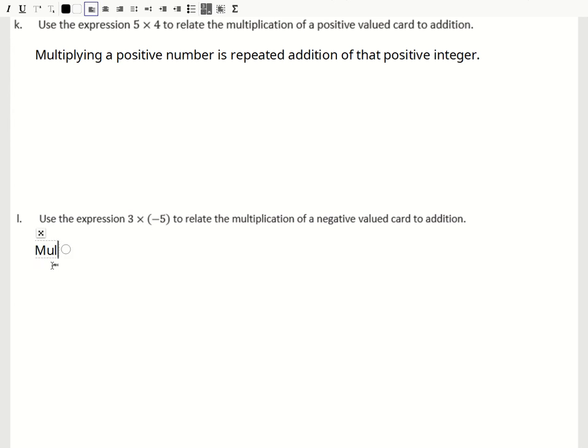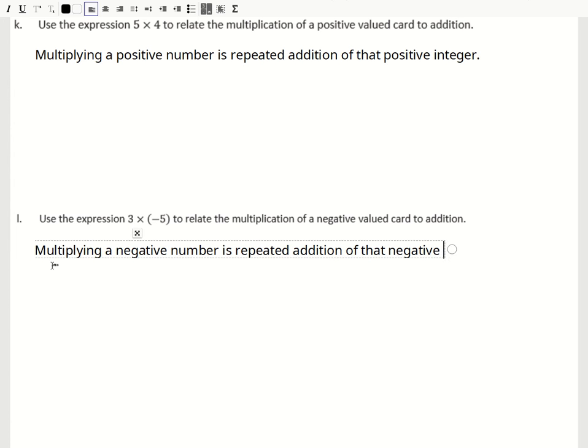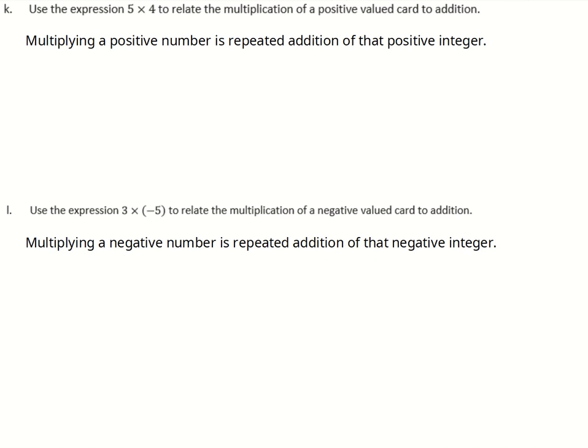Similar to that, multiplying a negative number is repeated addition of that negative integer. When we had 3 times negative 5, it was negative 5 plus negative 5 plus negative 5. It was just repeated addition, but instead of the positive integer that we're used to with multiplication, it was just repeated addition of a negative number.